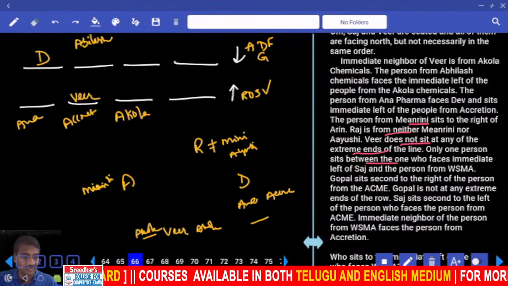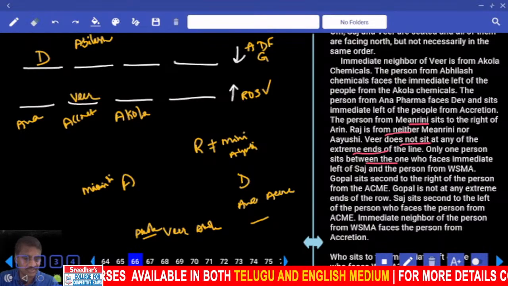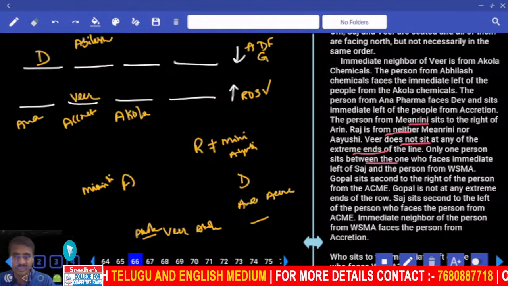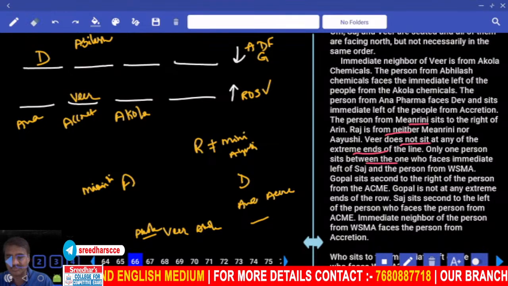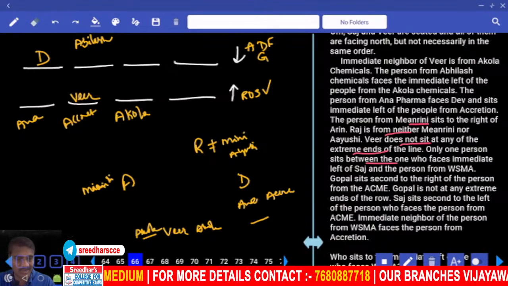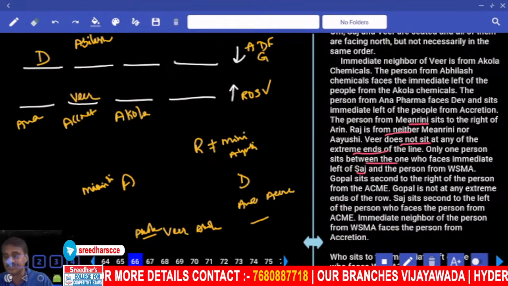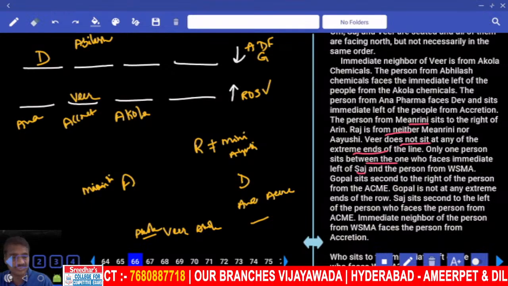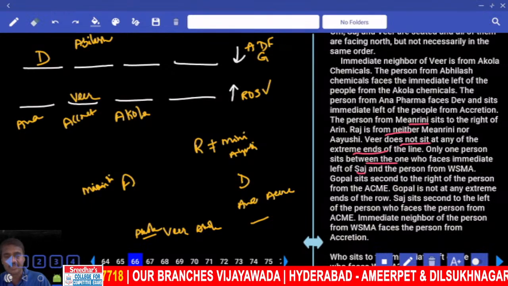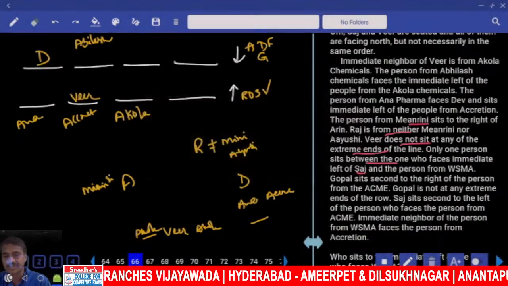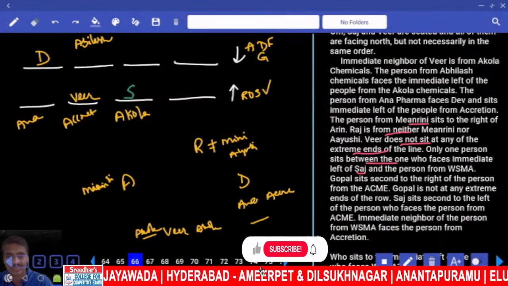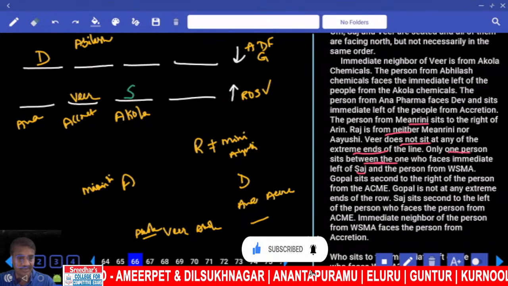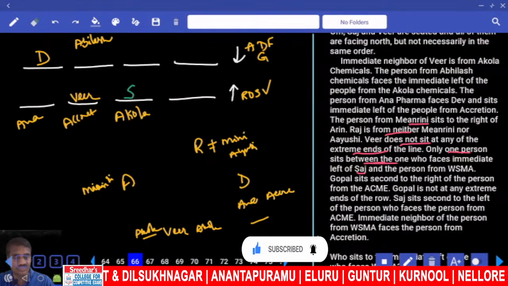Only one person sits between the one who faces immediate left of SAS and the person from WSMA. Immediate left of SAS and WSMA, there must be exactly one person. Then where should this SAS be? And immediate left of this one and WSMA. Can we have SAS at this place? And immediate left of SAS.